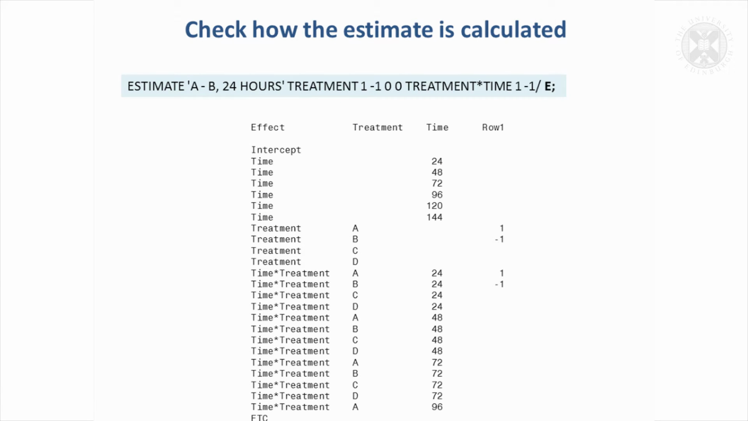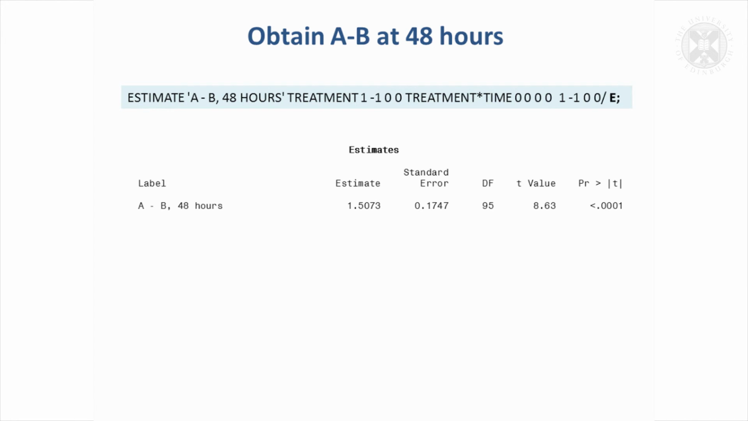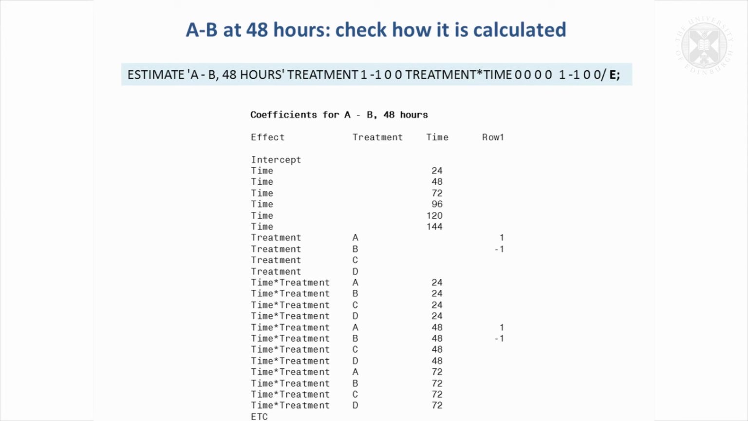And it's helpful to add this E option and see exactly what's been calculated, how it's been calculated. So you've got the A minus B coming in as the main effect, and then just at 24 hours you've got A minus B, so you've got the relevant term from the interaction coming into the calculation as well. You can also do that at another time point. If we do it at the next time point, 48-hour time point, we get the estimate for that, and using the E option you'll see that it's now picking out the second time point.